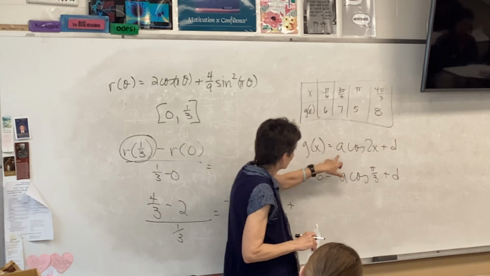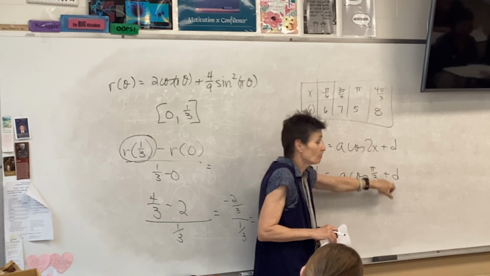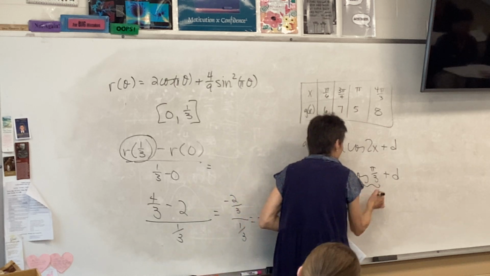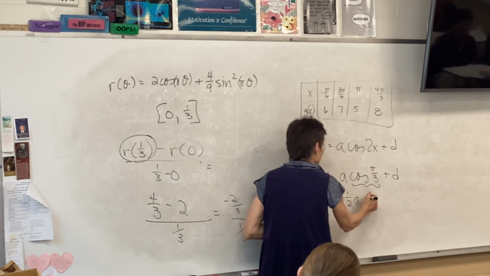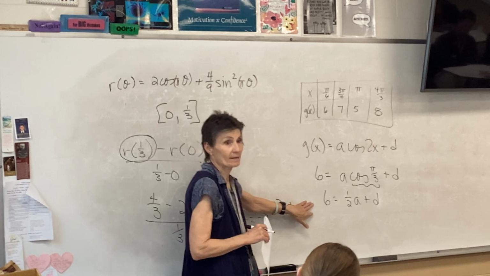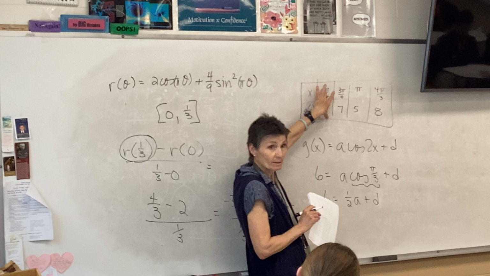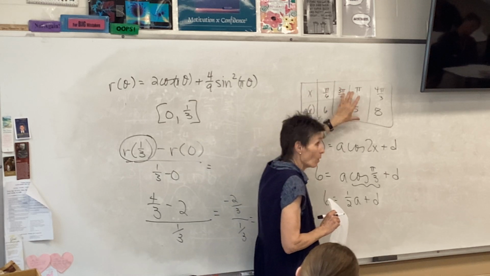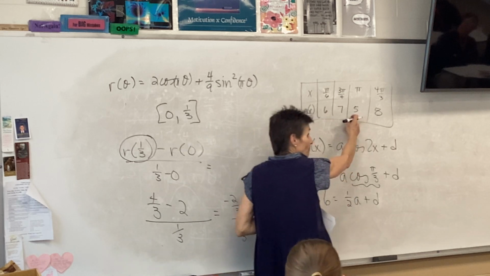6 equals a cosine 2 times pi over 6 plus d. What's the cosine of pi over 3? So 6 equals 1/2 a plus d. Now there's nothing else you can do with that at this point. But where did that come from? We plugged in this point. So what can we do now? Plug in another one. Yeah, let's go ahead and do that one.